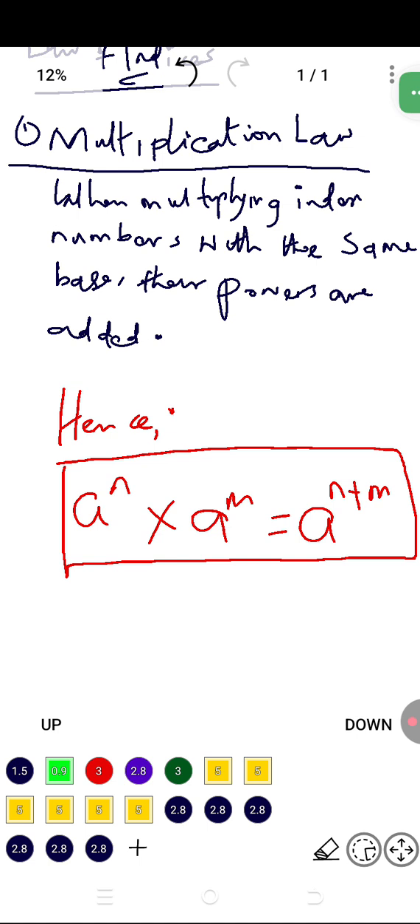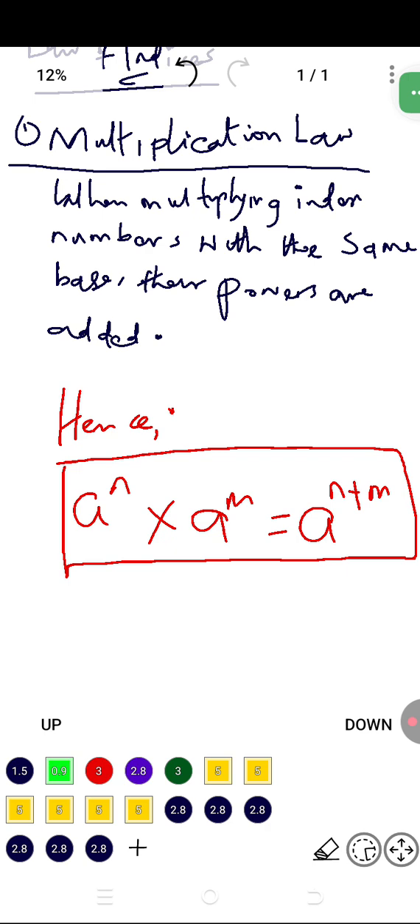So the first law of indices we are going to be looking at is the multiplication law. The multiplication law of indices says when multiplying index numbers with the same base, their powers are added. So hence we have a raised to power n times a raised to power m will give you a raised to power n plus m.